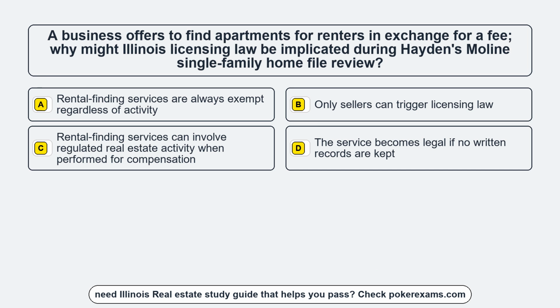Question 23. A business offers to find apartments for renters in exchange for a fee. Why might Illinois licensing law be implicated during Hayden's Moline single-family home file review? Option A. Rental-finding services are always exempt regardless of activity. Option B. Only sellers can trigger licensing law. Option C. Rental-finding services can involve regulated real estate activity when performed for compensation. Option D. The service becomes legal if no written records are kept.